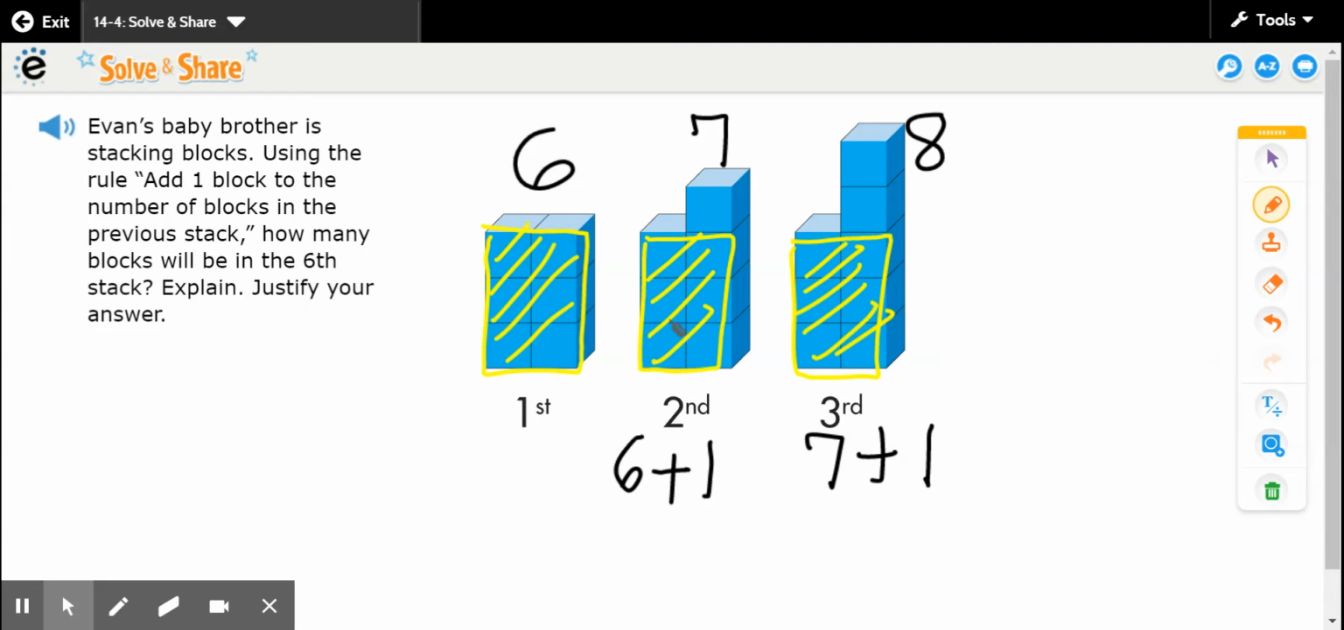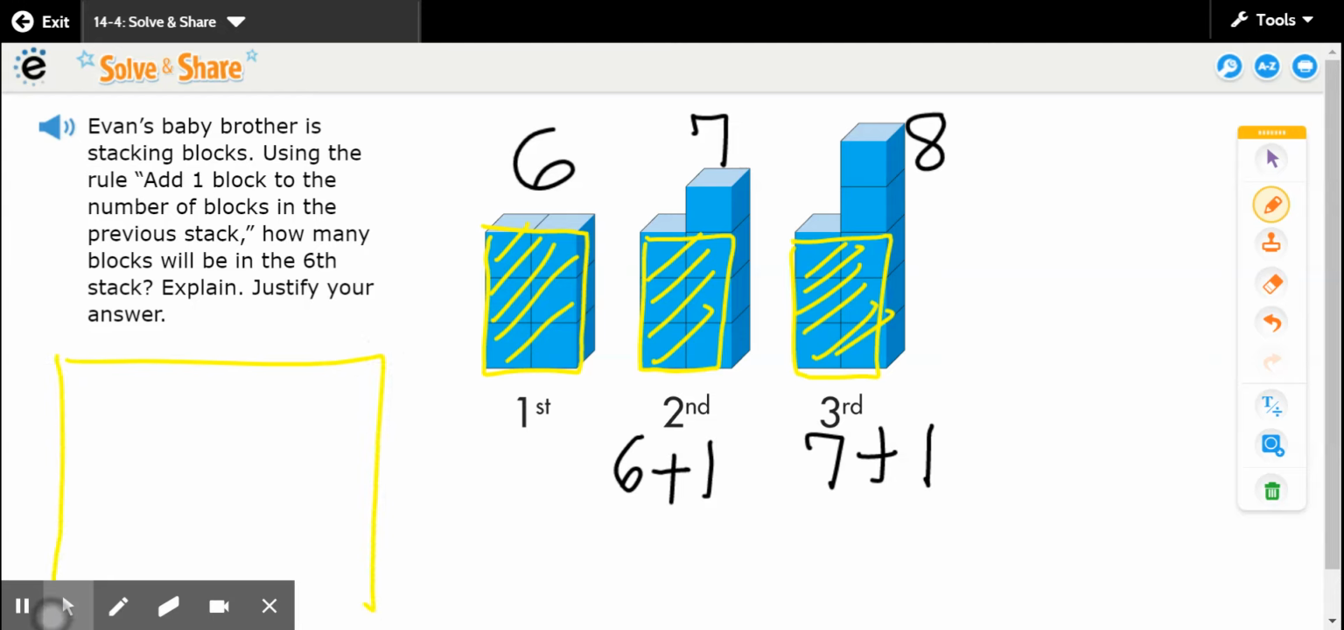So for the second stack, we added 1 to the 6 that we had already. So we did 6 plus 1, and we got 7. Then for the third stack, we had 7 in the previous, and we added 1 to this stack, and we got 8.